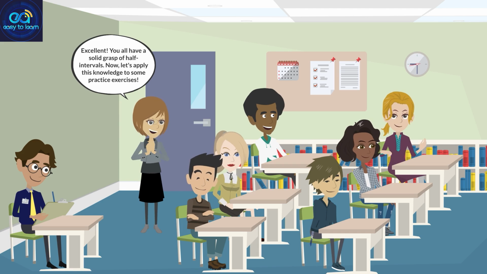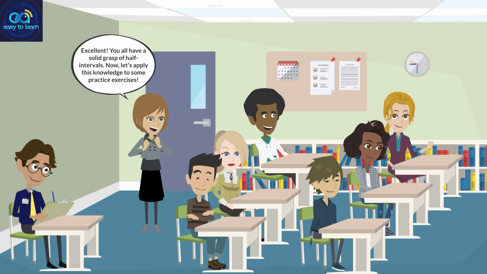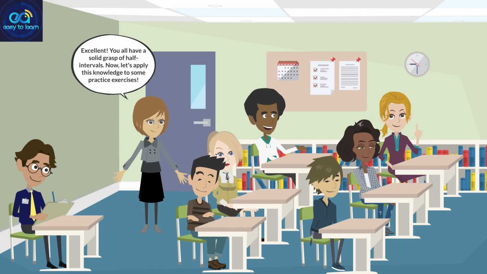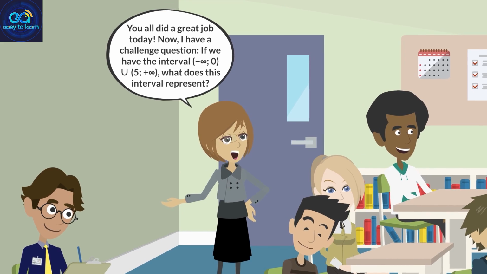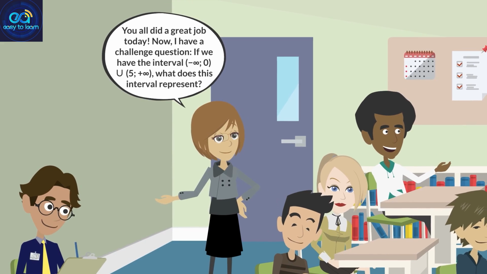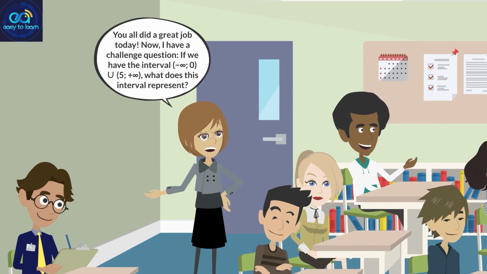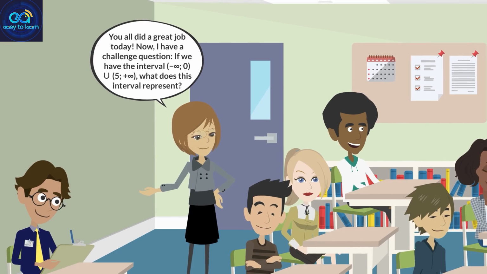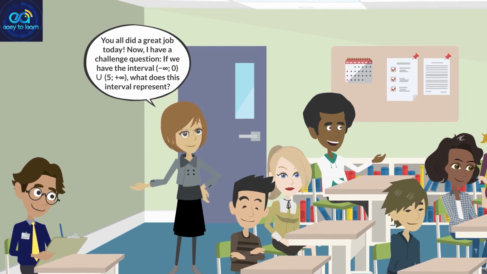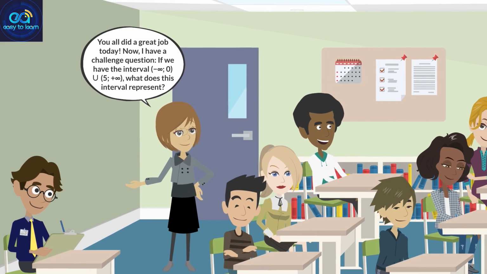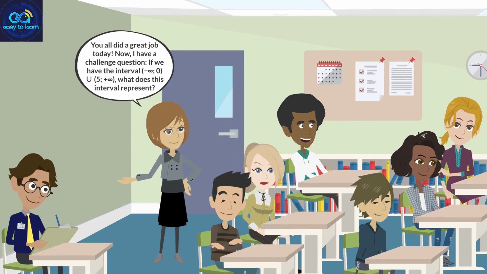Excellent. You all have a solid grasp of the semi-closed and semi-open intervals. Now, let's apply this knowledge to some practice exercises. You all did a great job today. Now, I have a challenge question. If we have the union of the two sets, round bracket, negative infinity, 0, round bracket, and round bracket 5 and positive infinity, what does this interval represent?